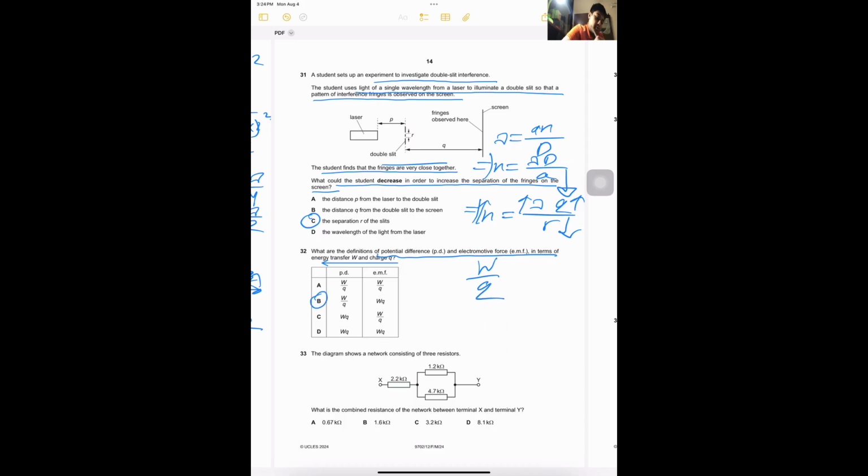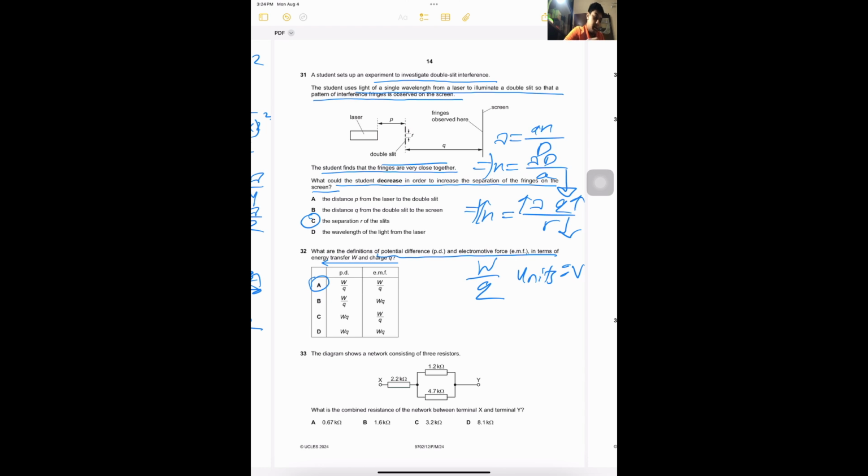What are the definitions of potential difference and electromotive force, energy transfer W and charge Q? Both are W by Q. So answer should be B. Sorry, answer should be A, because both of them are W by Q. Both have units of volt.